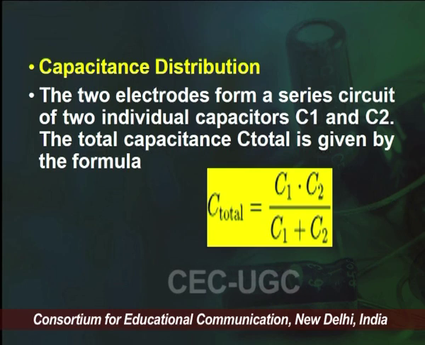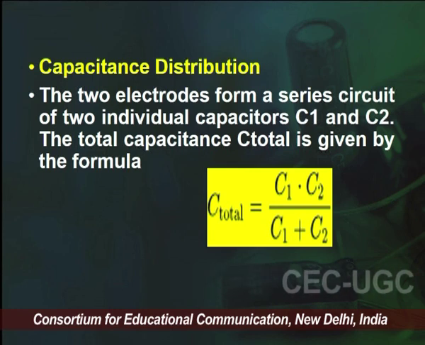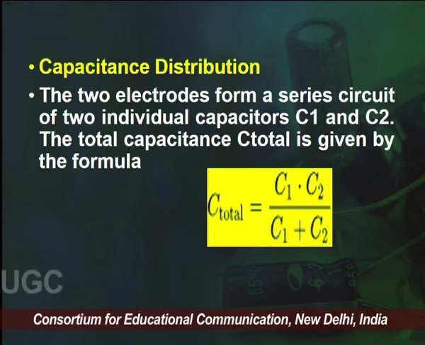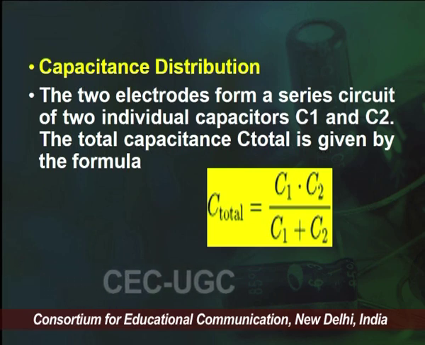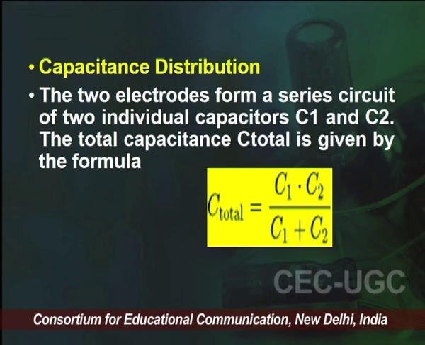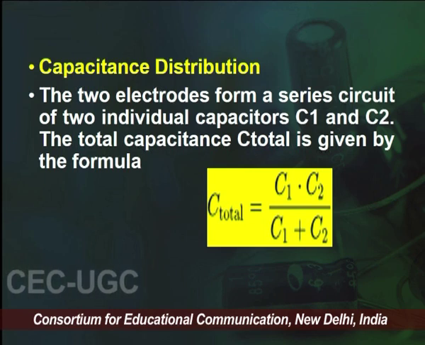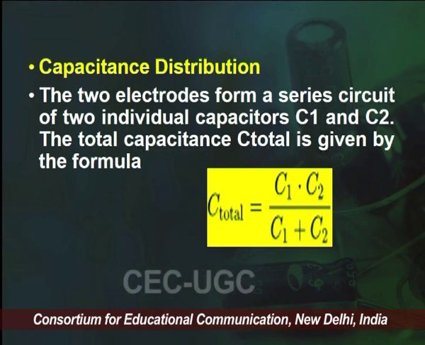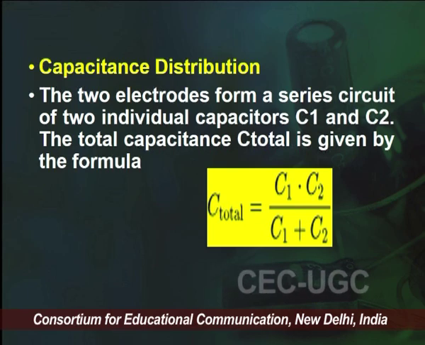Now the capacitance distribution. If we have the two electrodes forming a series circuit, we already know that we have two individual capacitors, like C1 and C2. Now the total capacitance C total is given by the formula: C total is equal to C1 into C2 divided by C1 plus C2. This is the capacitance distribution formula.